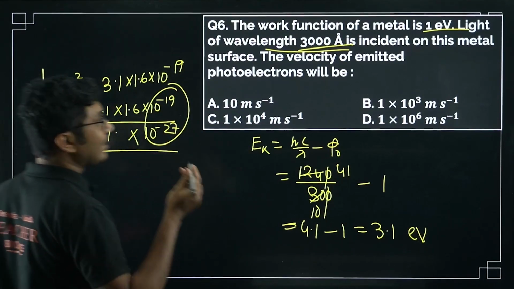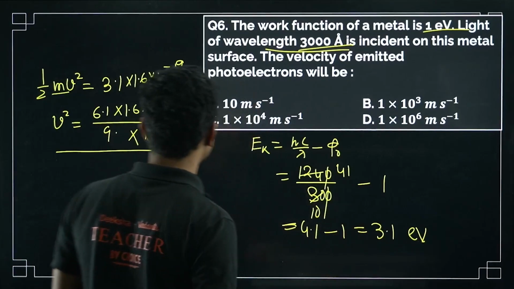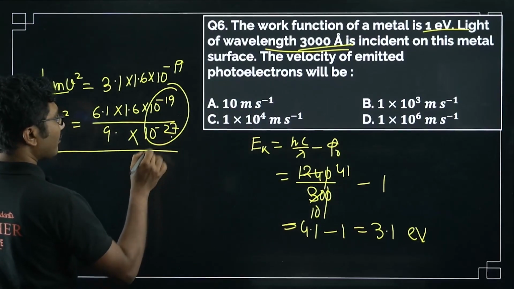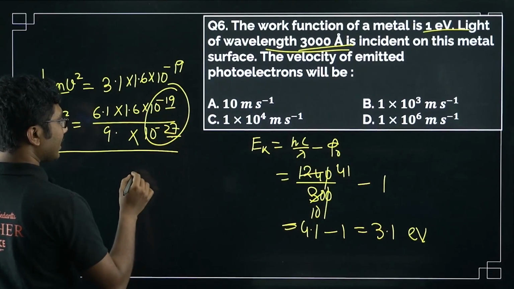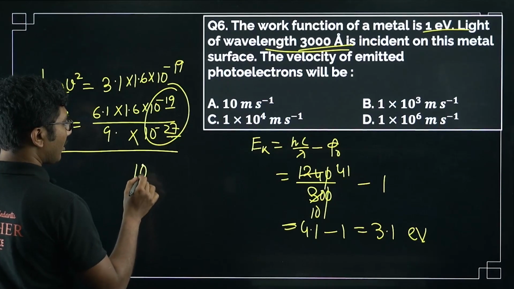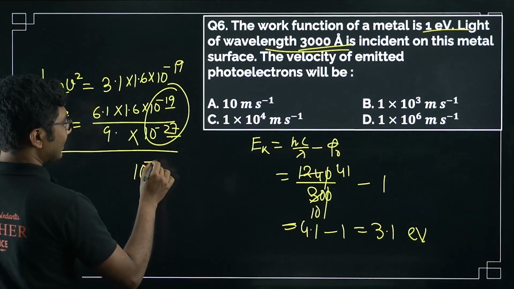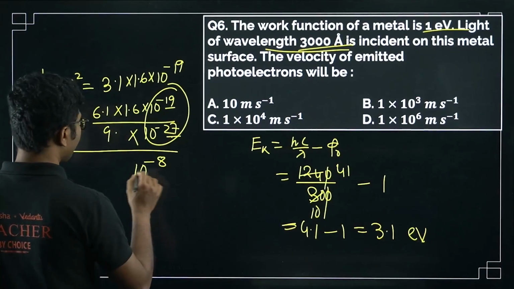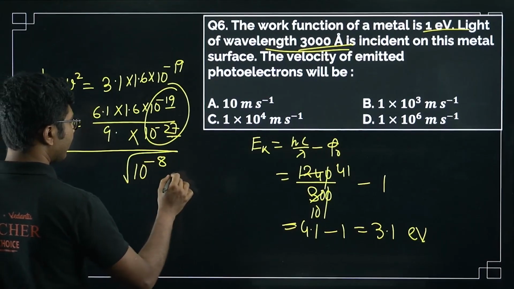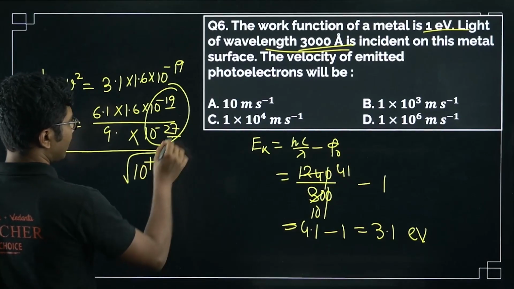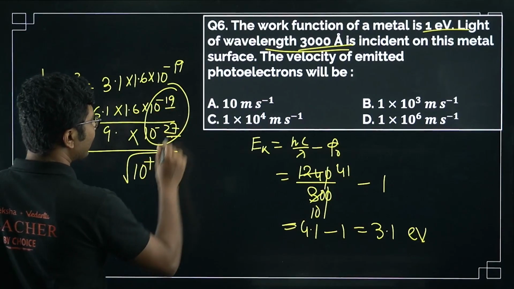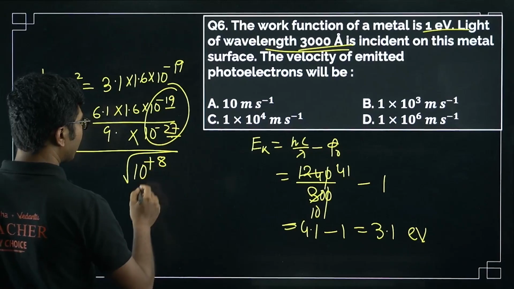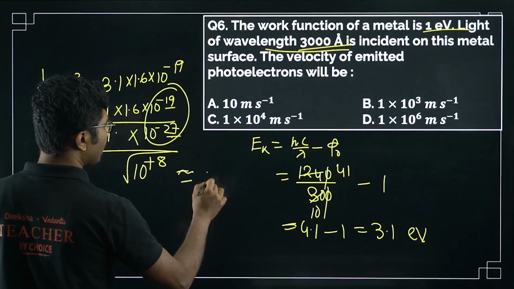Anyway, what we can calculate is the closest 10 to the power value, if the options are not super close. So it will be 10 to the power of minus 19 minus 27, which is 10 to the power of minus 8. Square root of v, this is basically 10 to the minus 27 plus 19, so it will become 10 to the plus 8, so it will be close to 10 to the power of 4.